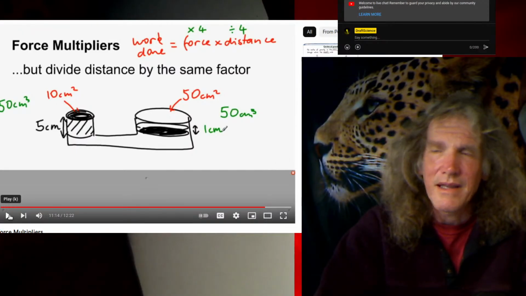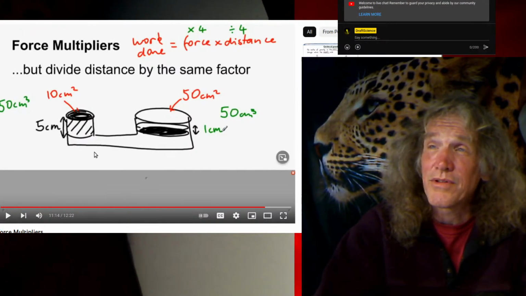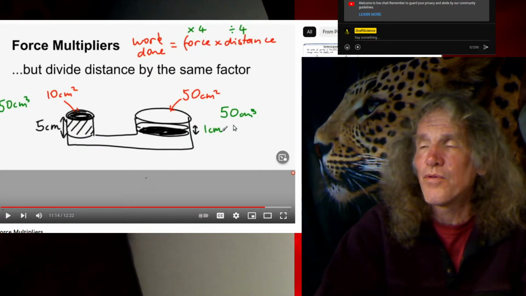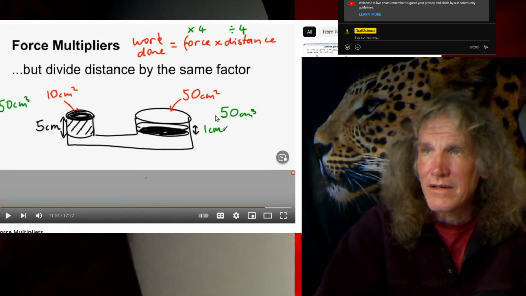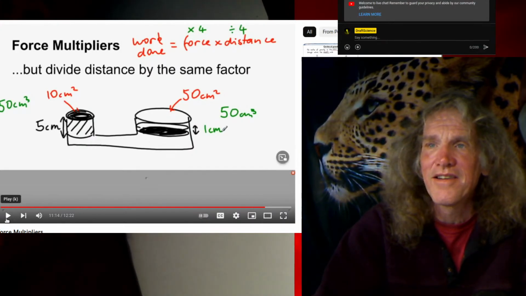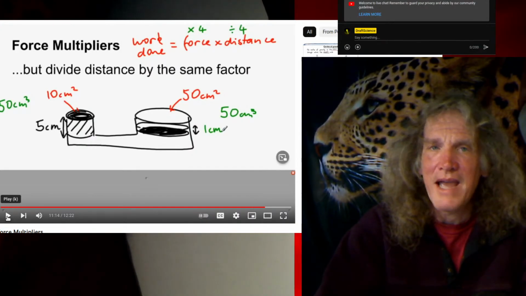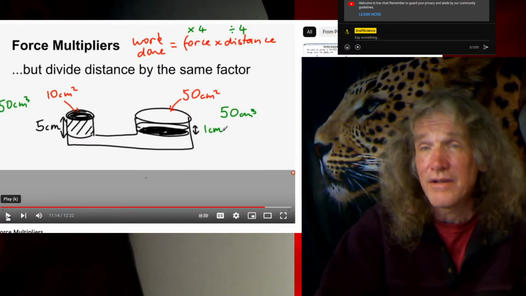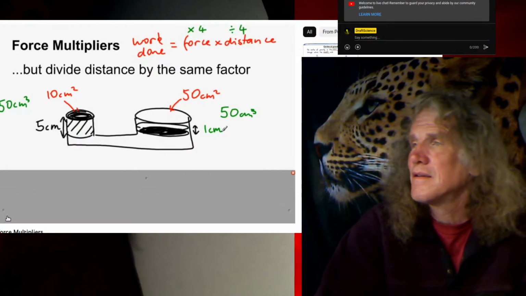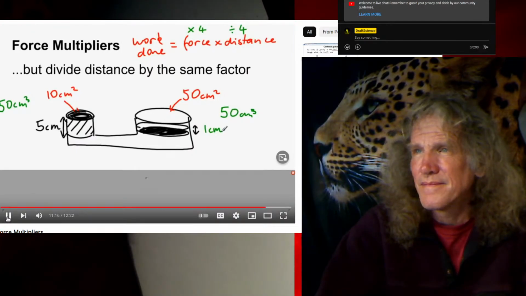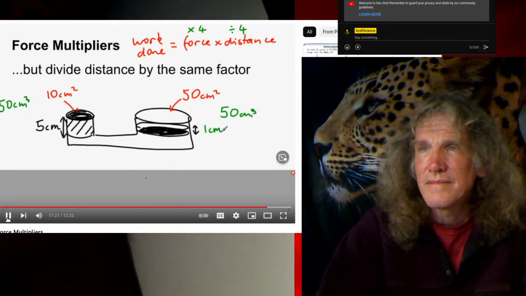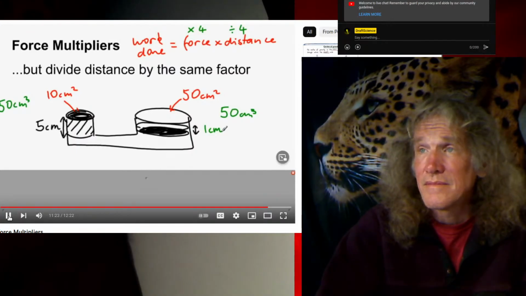Again, that has nothing to do with the force. You didn't put more force in. Force isn't mass, and force isn't velocity. Force is a combination of mass and velocity. It moves a fifth as far. So that's the trade-off. You get more force, but the distance is less. So you have to move your input through a much greater distance than the output moves, which conserves energy.